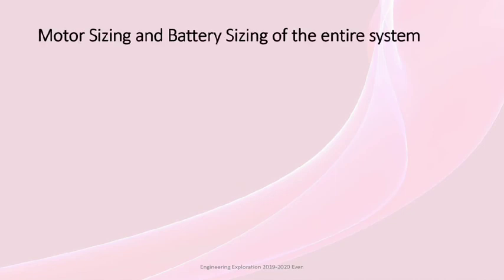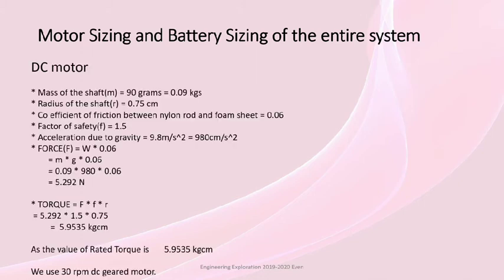And this is about motor sizing and battery sizing of the entire system. First, about the DC motor. Based on the value of mass of the shaft, radius of the shaft, coefficient of friction between nylon rod and foam sheet, factor of safety, and acceleration due to gravity, we calculate force and torque, and based on the torque value, we are going to choose a particular RPM motor. Now we are using a 30 RPM DC geared motor.